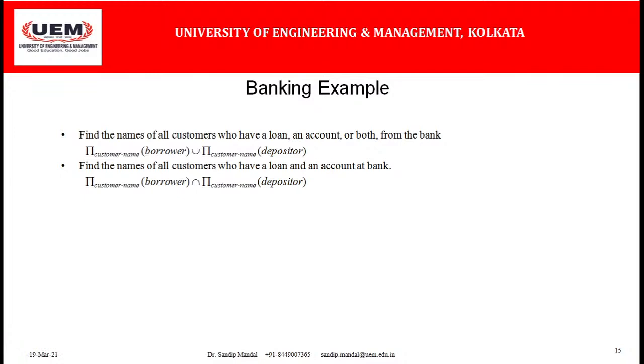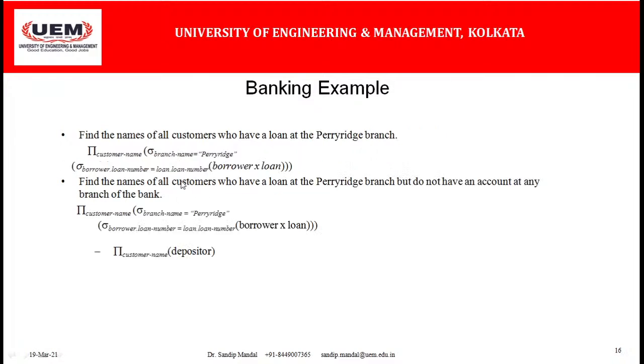So find the names of all the customers who have a loan, an account, or both. Obviously, for those who have a loan or an account or both, you must use the union. Meaning select the customer name from the borrower table, and it should be union with the depositor table. Meaning those who have an account or those who have a loan or maybe both. So next is the same. Find the customer names only of those who have a loan and must have an account at the bank. So you may use the set intersection operation. Okay.